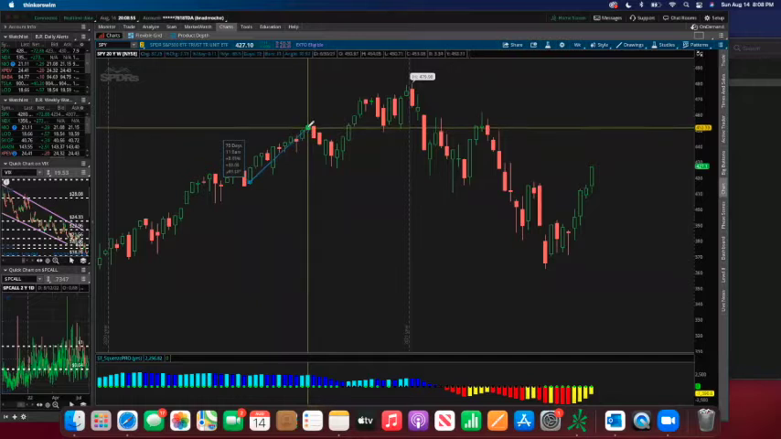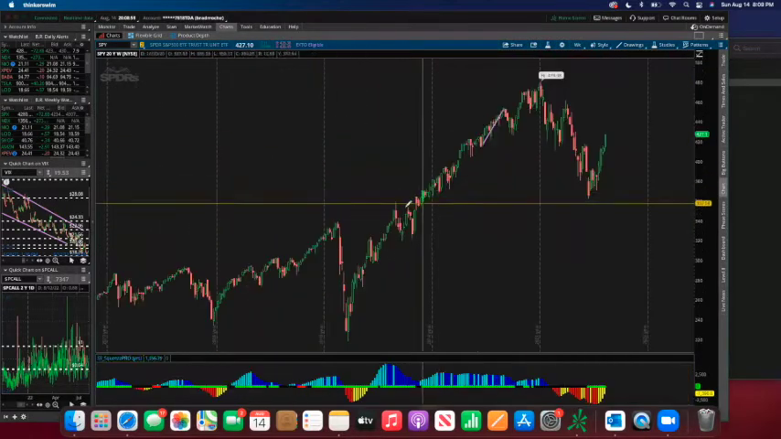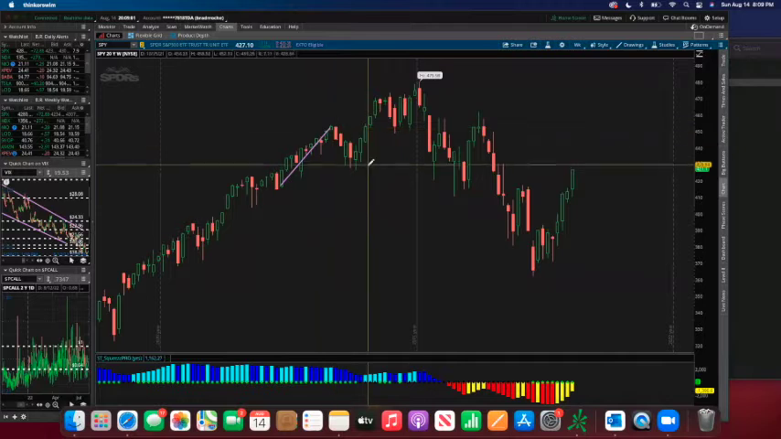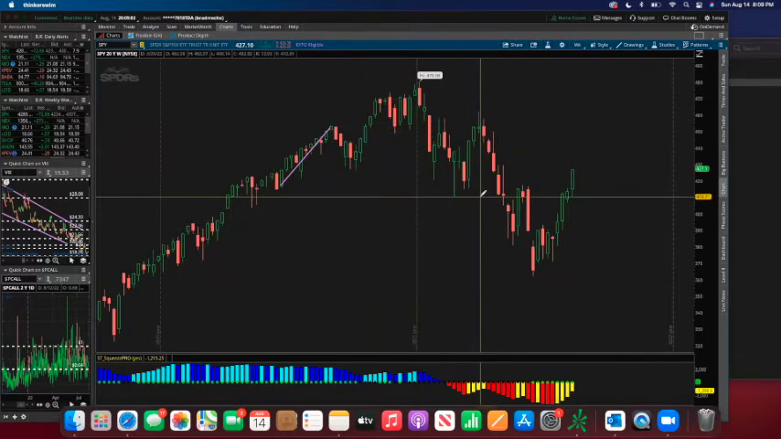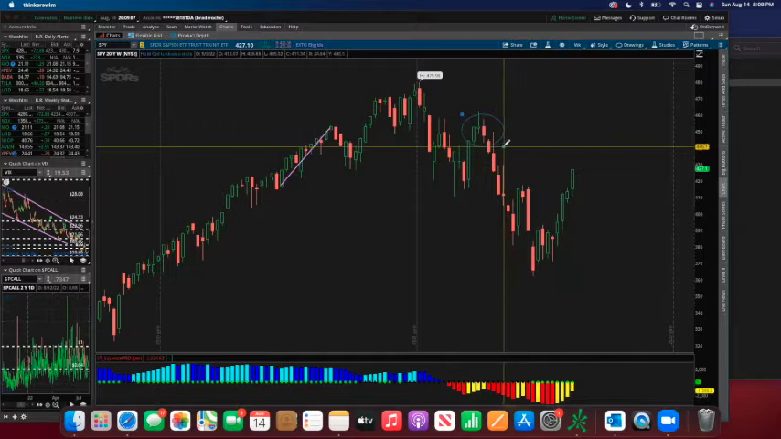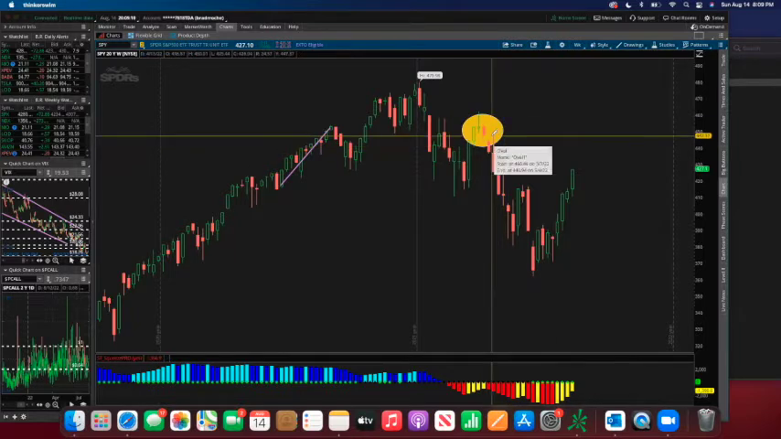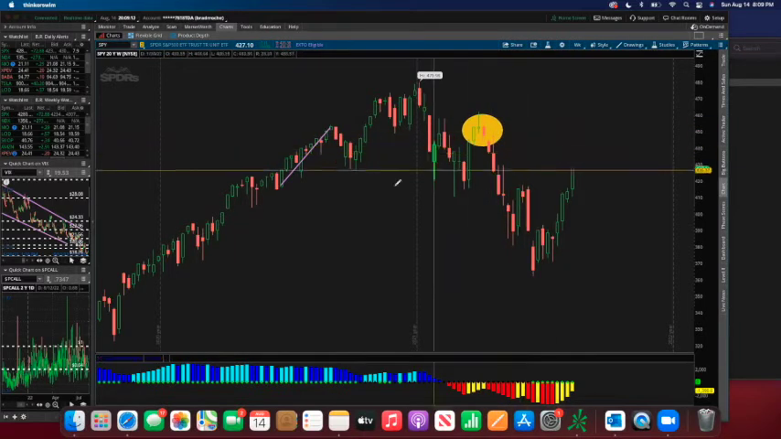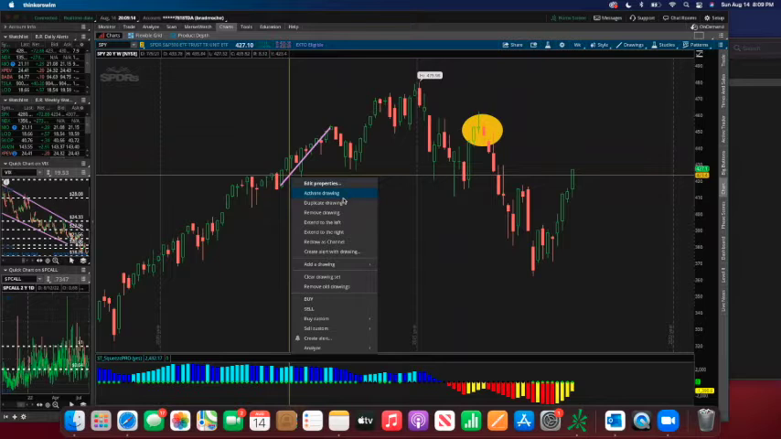So we have the move here. We have this move down here, up, back down. This is where my entry would want to be. This is where I personally take entries on my Head and Shoulders, and this is where I like to enter. That's just a personal preference of how I like to do things.